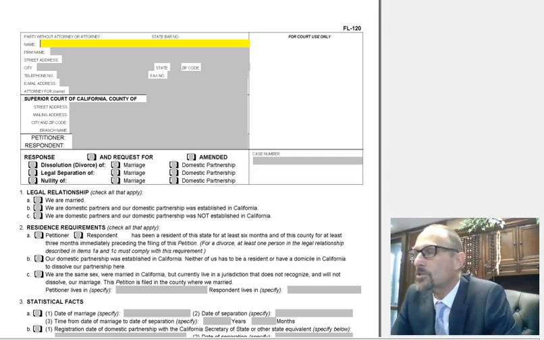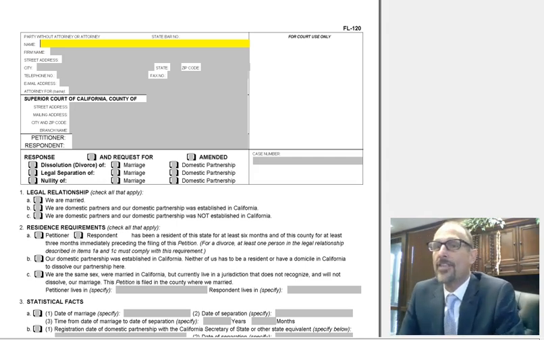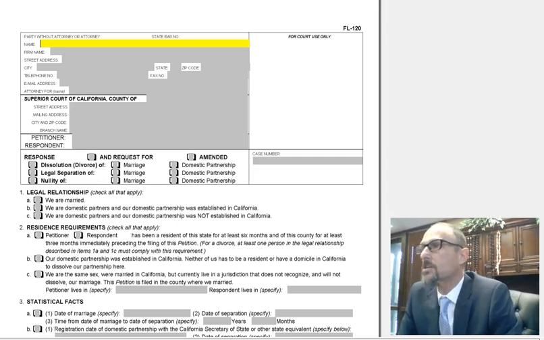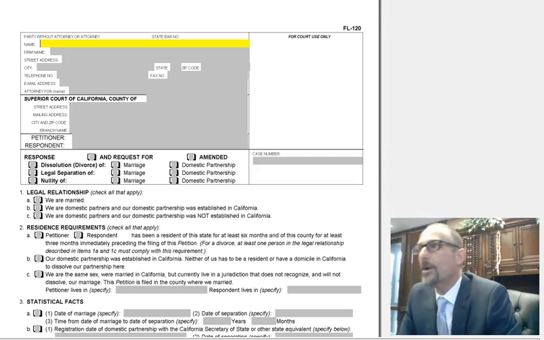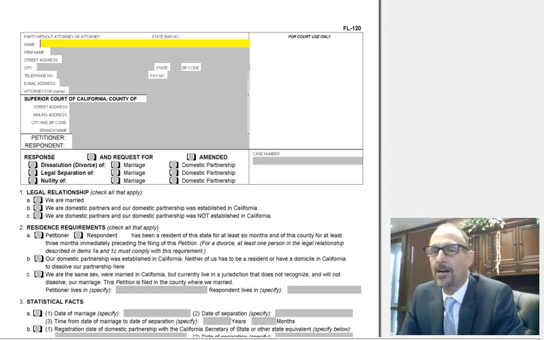Okay, hello folks. We are going to work on the actual response form. That is the FL-120, the first form you're going to need to file a response in a divorce, dissolution of marriage, a legal separation case, or a nullity.